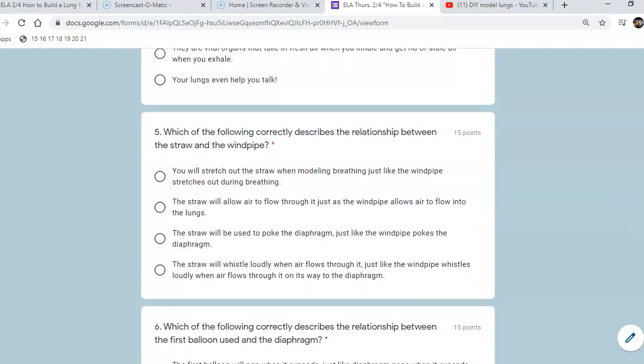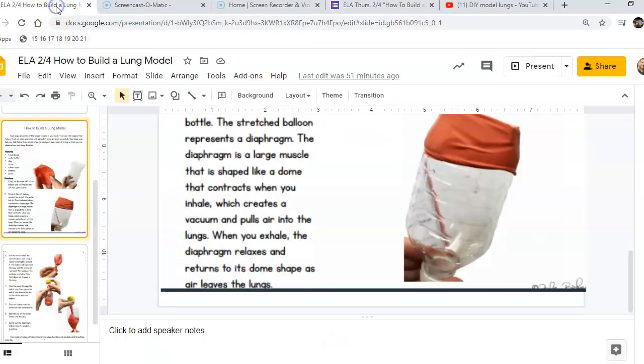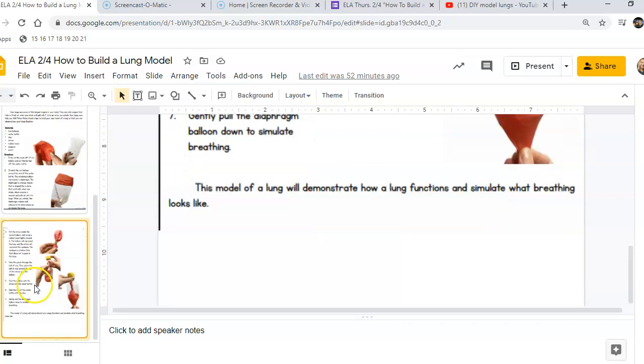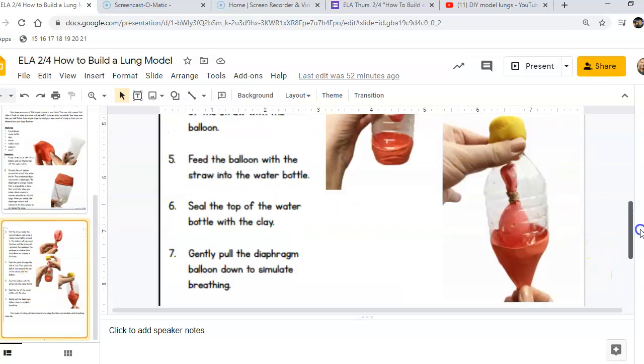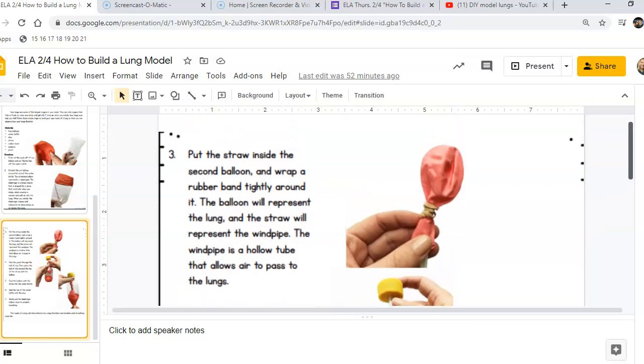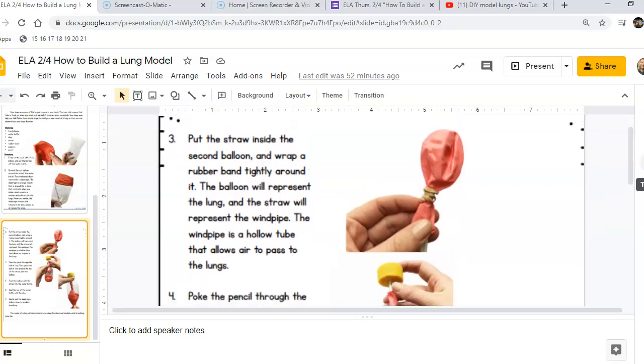All right, number 5. Which of the following correctly describes the relationship between the straw and the windpipe? So let's go back and read that, so it's nice and fresh in our minds. So the straw and the windpipe, I think that was step 3. Yeah, here it is. Put the straw inside the second balloon and wrap a rubber band tightly around it. The balloon will represent the lung, and the straw will represent the windpipe. The windpipe is a hollow tube that allows air to pass to the lungs.